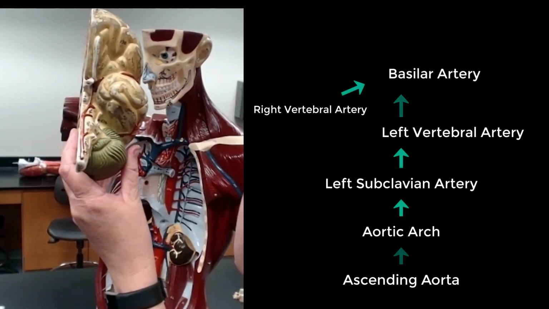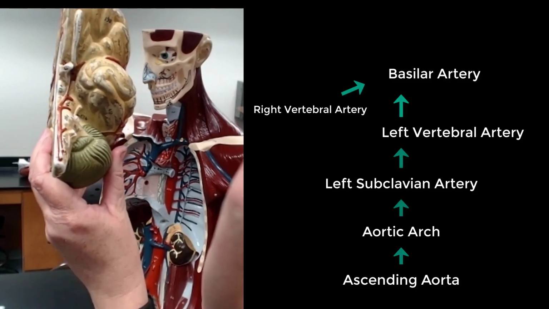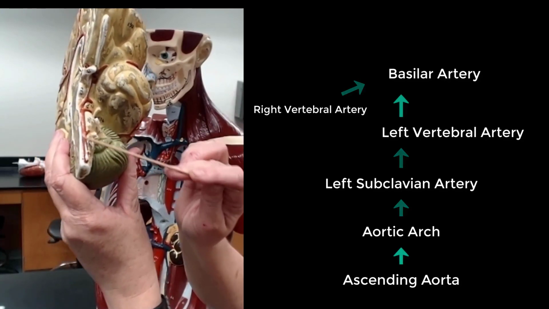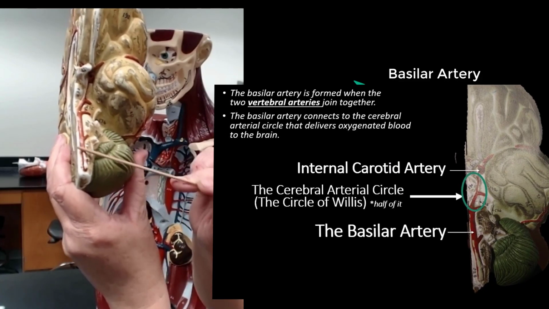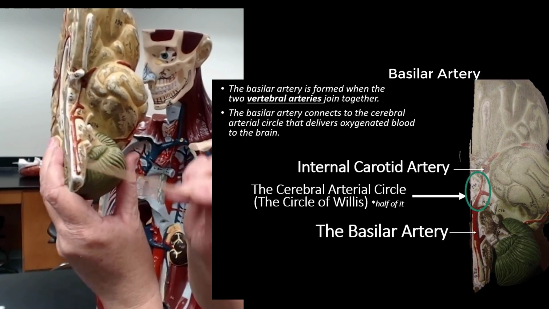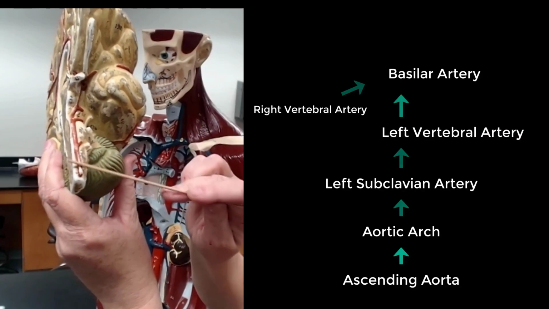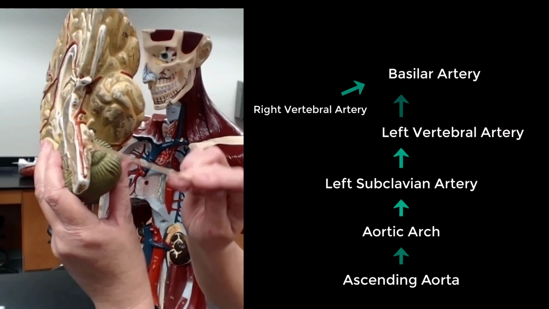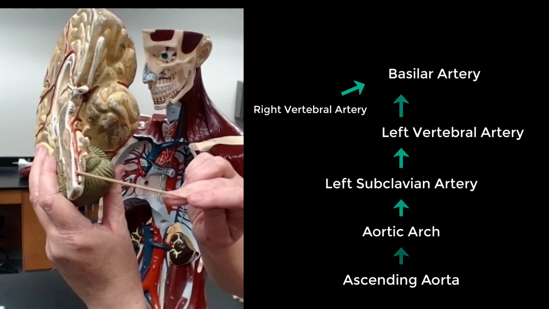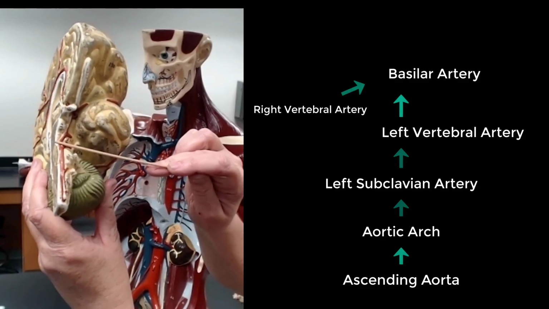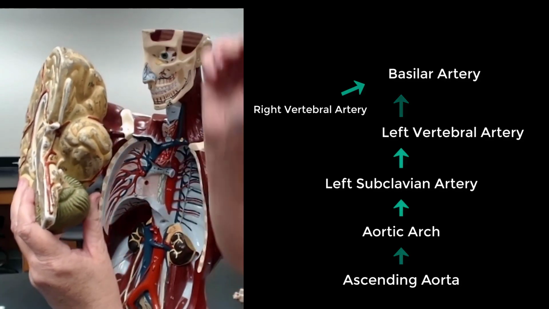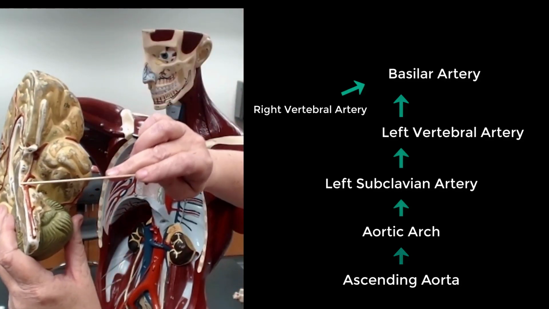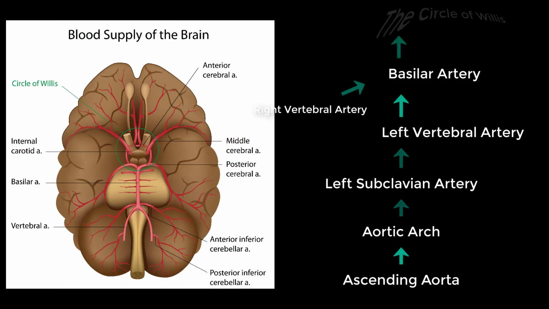Okay. So the vertebral arteries are going to join together to form this basilar artery right here. Did I say that correctly? Good. Okay. So this is the basilar artery. It goes from here to about here. So it's basically that brain stem from here to here. The basilar artery is going to feed into the circle of Willis.